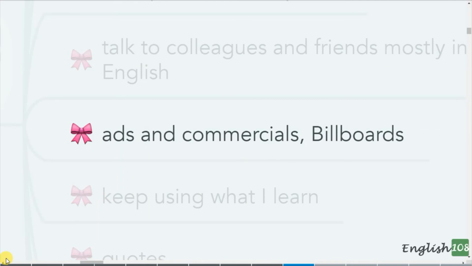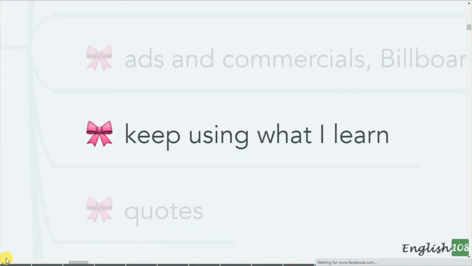Yes, I love commercials. It's weird, but I love to watch interesting commercials. Not stupid commercials, but yeah. So you can listen to the commercials, you can read what's written on billboards. I mean, billboards means the ads, the huge ads that they put up outside, right? With big banners and things. Yeah, you can read them.